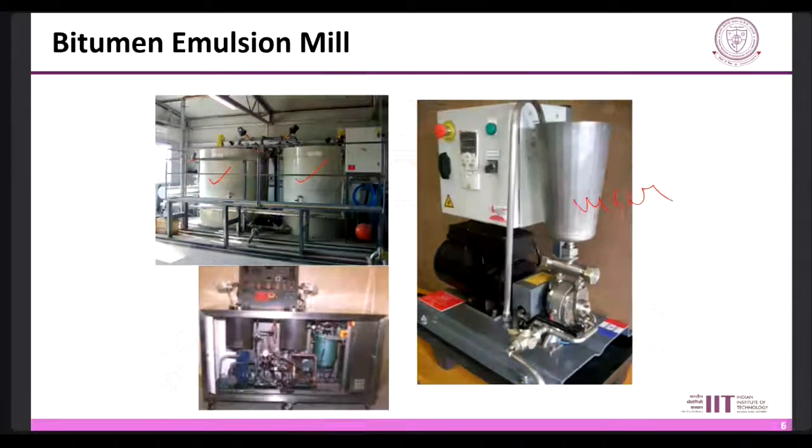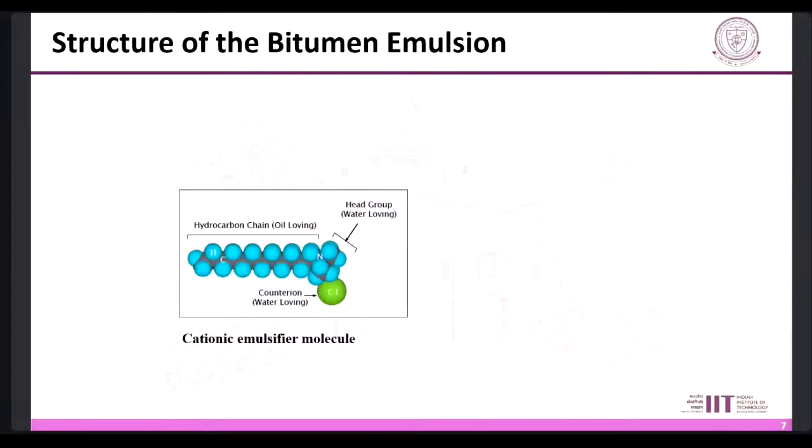The structure of the bitumen emulsion generally includes a tail as well as a head, where the tail is directly mixed with the bitumen part because it is a hydrocarbon part, and that bitumen is also a long chain hydrocarbon material. And the head part generally provides the negative as well as the positive part and helps in the proper coating with the aggregates.